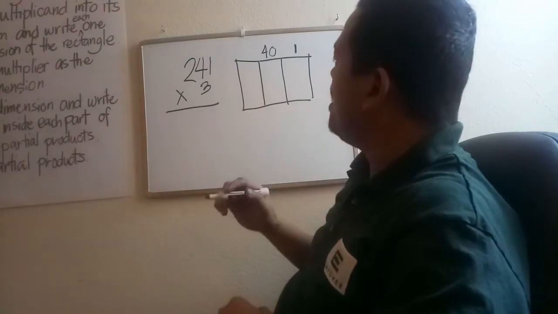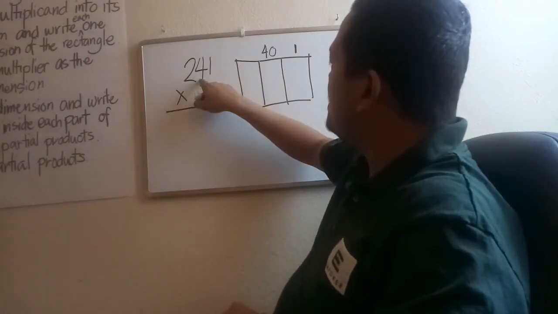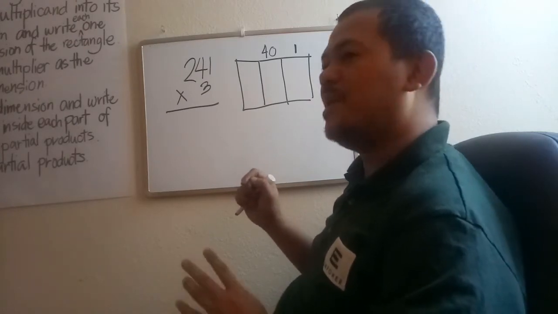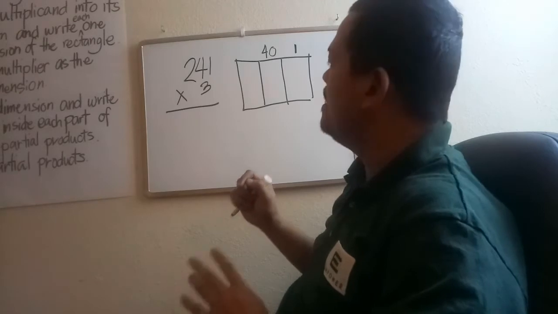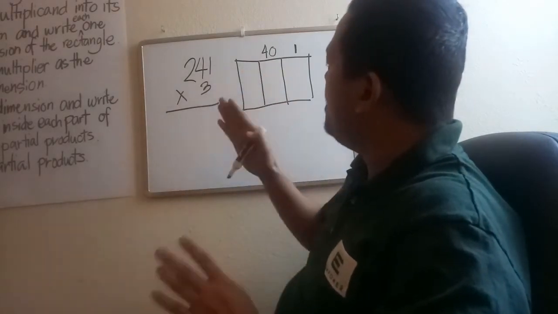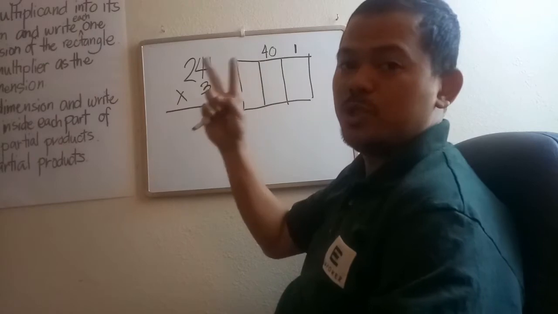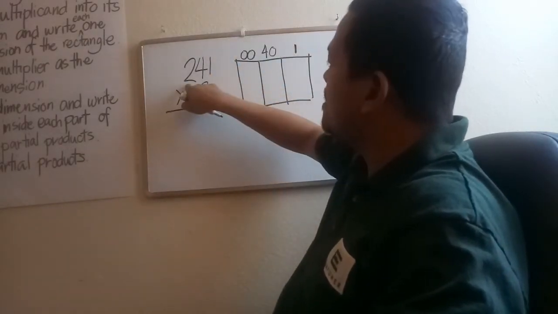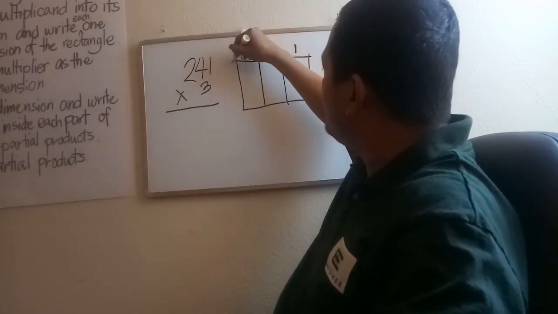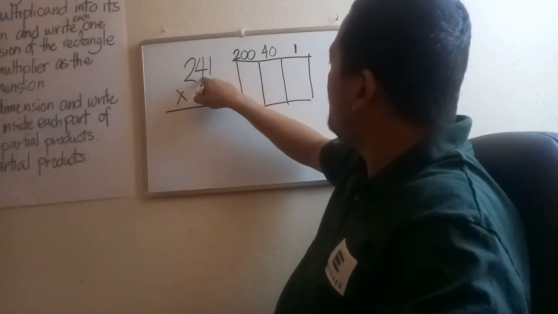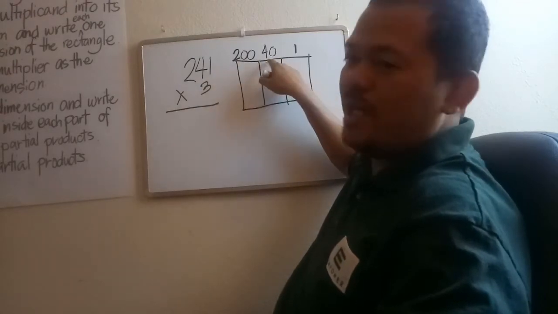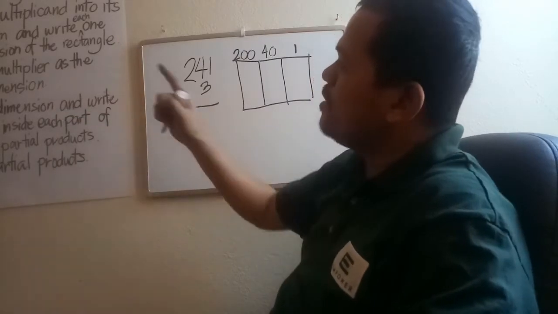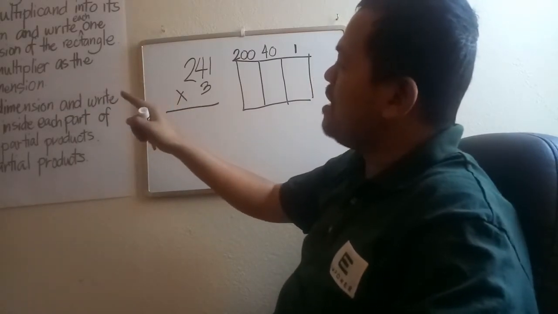Next, what number is in the hundreds place value? Ones, tens, hundreds. How many zeros does the hundreds place value have? We got two zeros, 1 and 2 zeros. Then write the place value number here. So we got here 241. And next, number 3, write the multiplier as the second dimension.